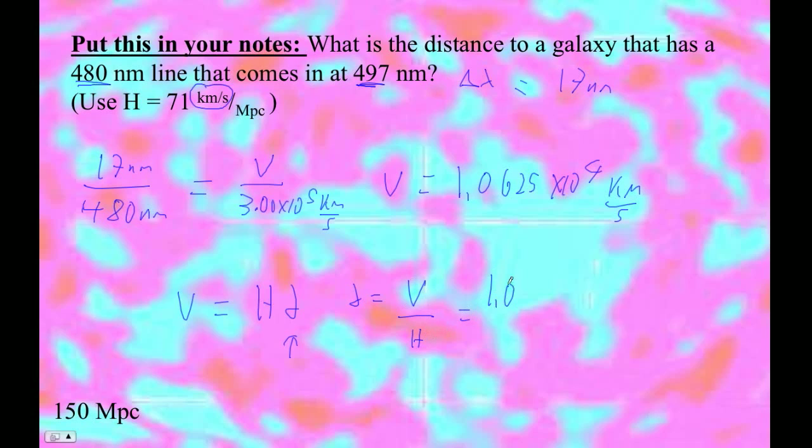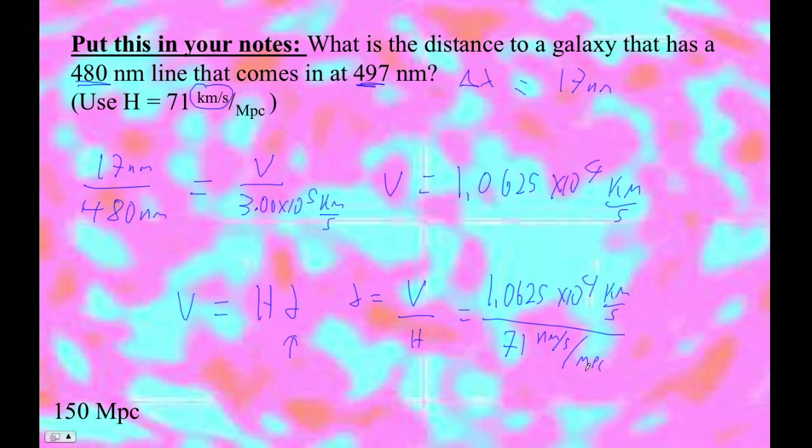So that's going to be 1.0625 times 10 to the 4th kilometers per second, divided by 71 kilometers per second per megaparsec. And if you look at the units, kilometers per second will cancel. You'll get 1 over megaparsecs.